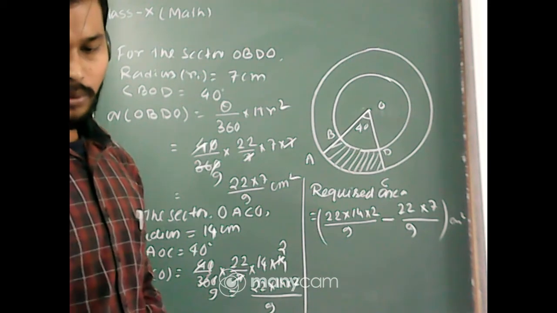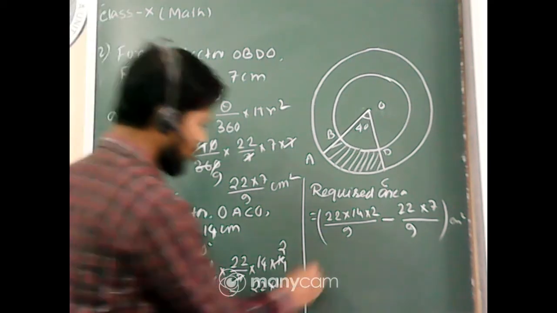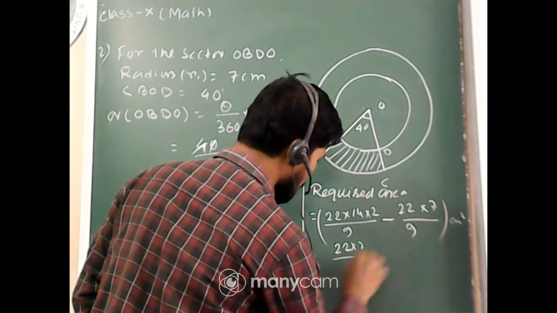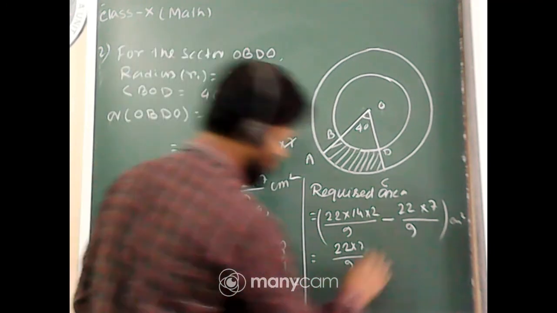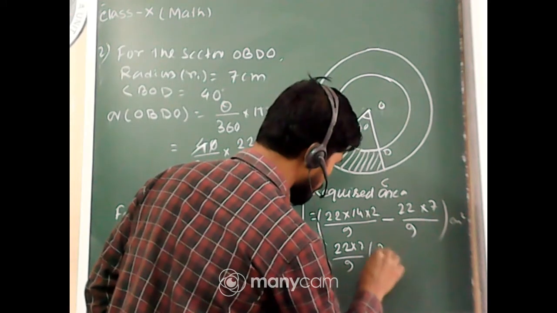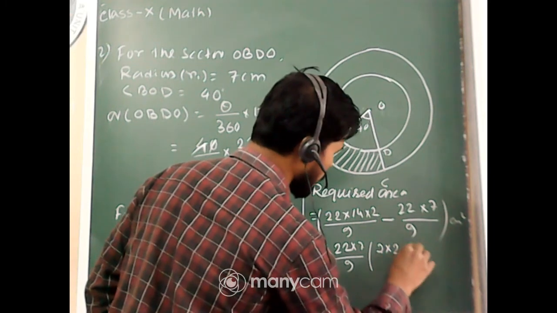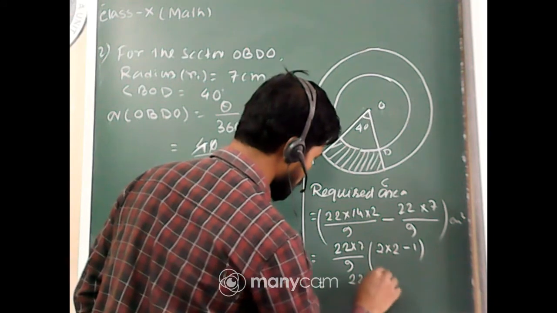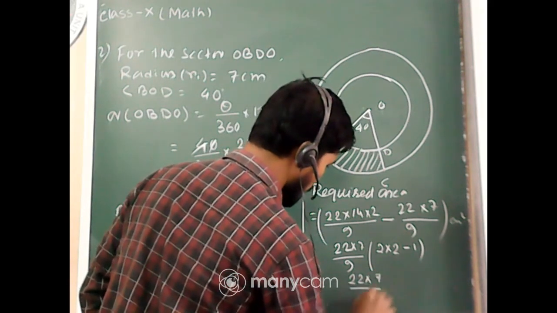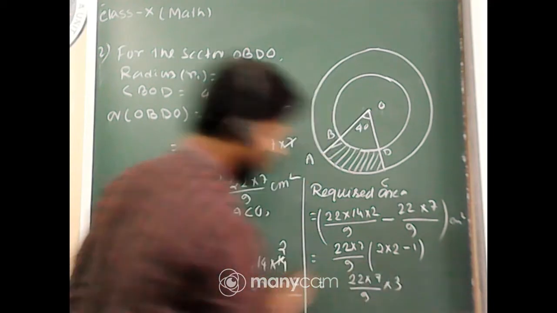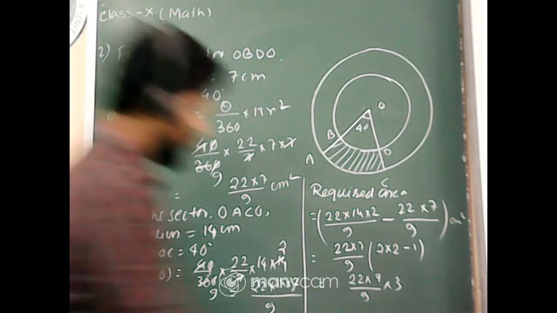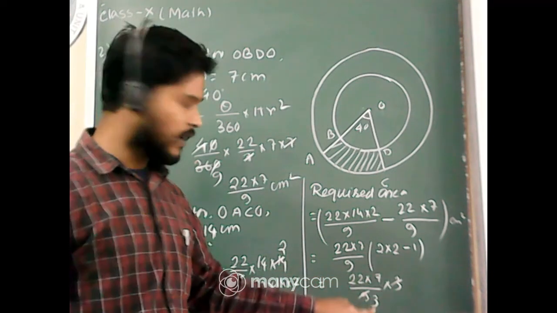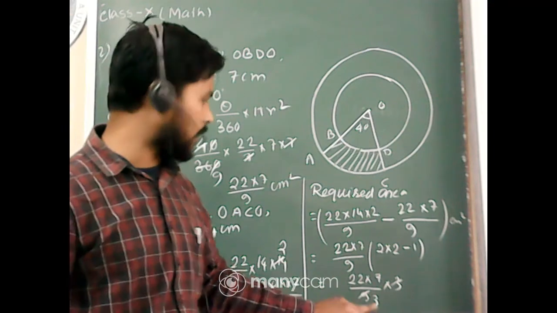Okay, now we just have to do the calculation. First take 22 into 7 by 9 common. So this will be 2 into 2 minus 1, that is 22 into 7 by 9 into 4 minus 1, that is equal to 3. Now cut it: 3 3s are 9. Now just multiply 22 and 7 and then divide it by 3. You will get the answer.